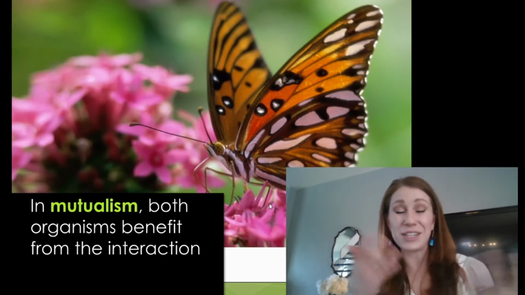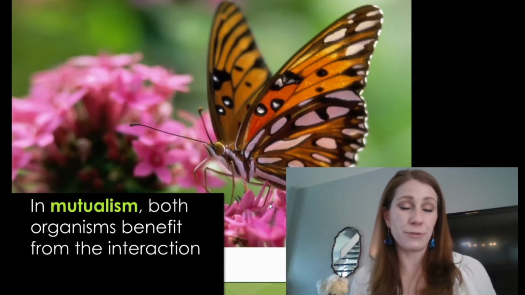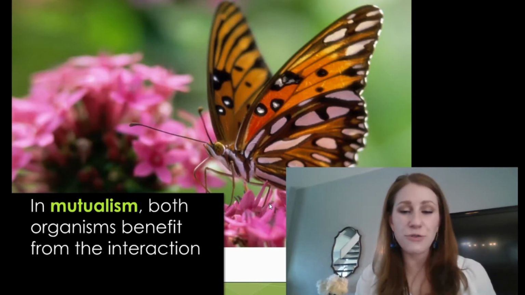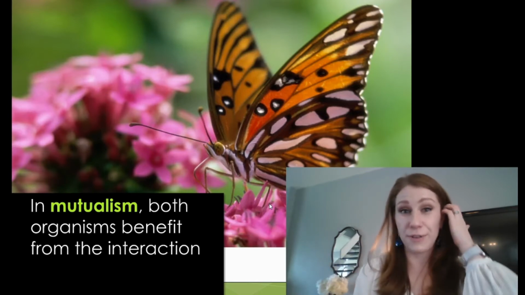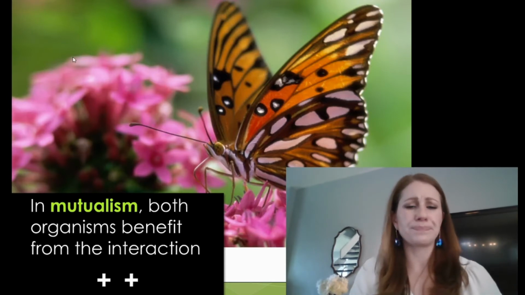So the butterfly isn't trying to do this, but as it moves from flower to flower, it is helping the flowers by transferring the pollen. In addition, the butterfly is getting to eat, so it can eat the nectar from these different flowers, which helps it survive. So they are both benefiting. And I usually show this by just 2 plus signs because both are benefiting. It's a positive for both.